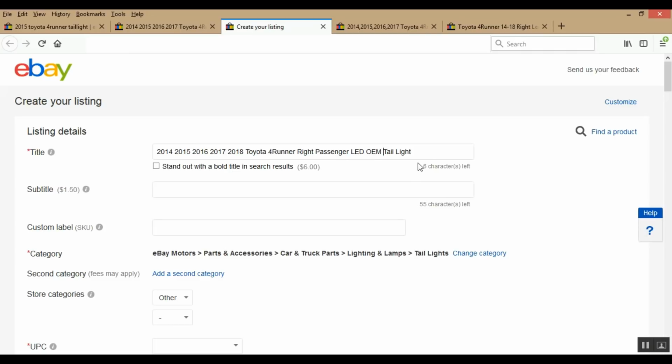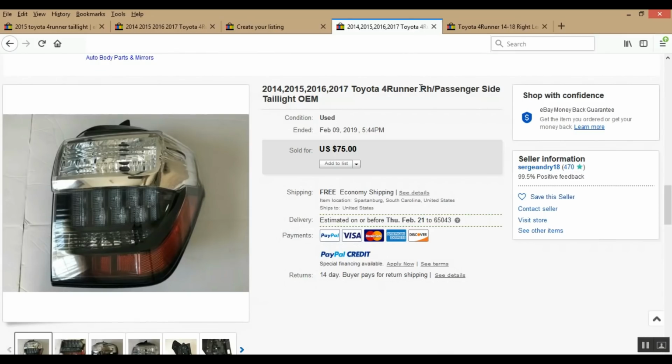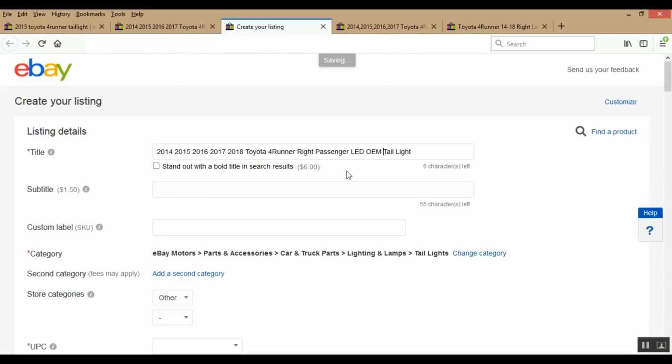I still have 6 characters left. I liked, which one was it? This, they had that RH for right hand. I'm not sure someone would really type that, but we still have 6 characters, so why not? So we will go right hand. And there we go, 3 characters left. I can't think of anything else to add. But our title is longer than everyone else's, but it has tons of keywords they might use.